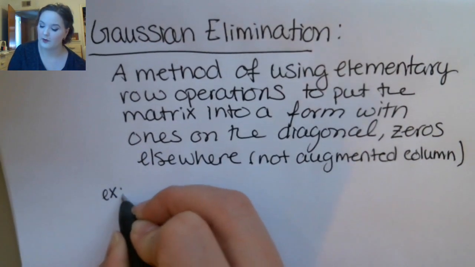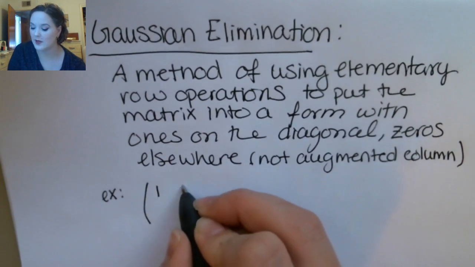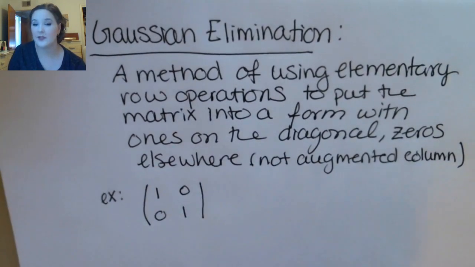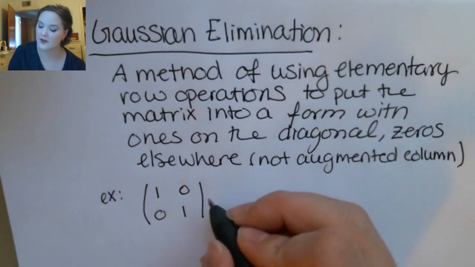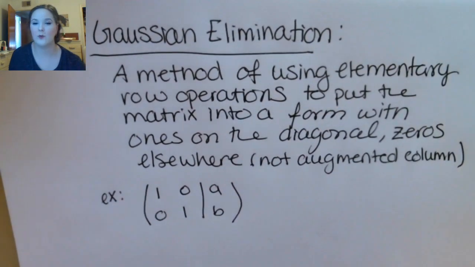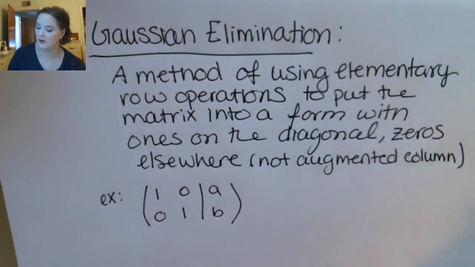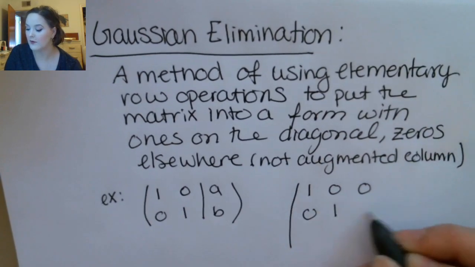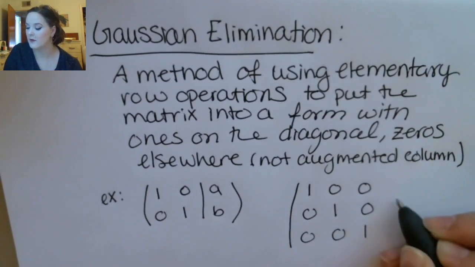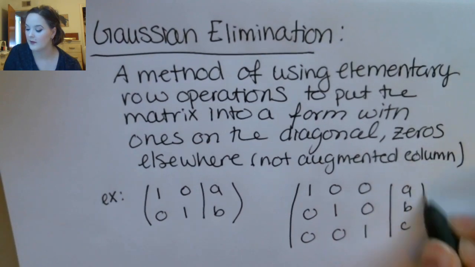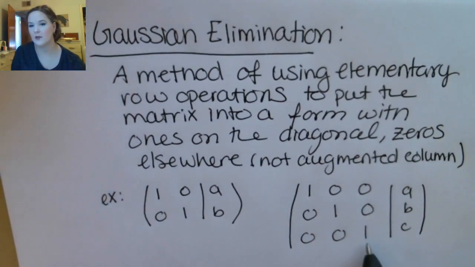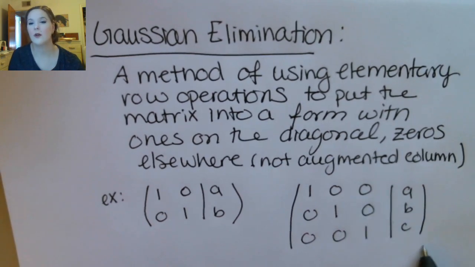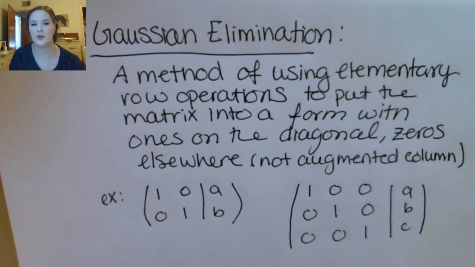So for example, for a 2 by 2 matrix, this is what you're looking for from the coefficient part, and then the augmented column can look like whatever you want. Any numbers can go there. And then the same thing is going to happen here. You can see you have ones on the diagonal, all the other coefficient entries are 0, and then you have numbers here.